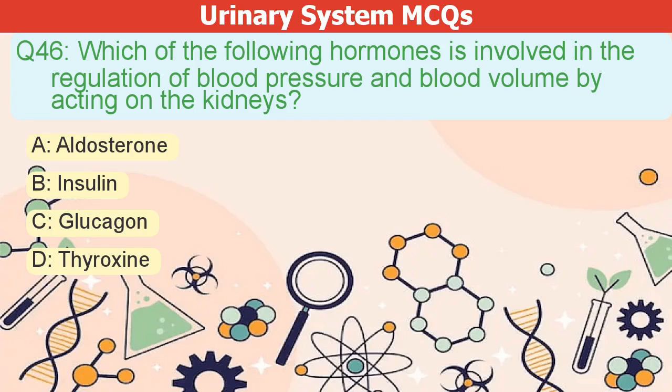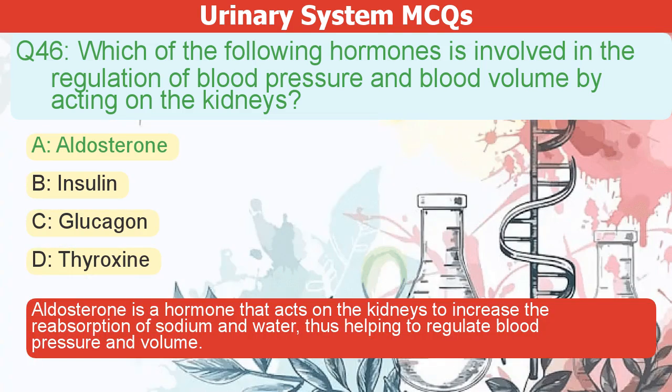Which of the following hormones is involved in the regulation of blood pressure and blood volume by acting on the kidneys? A. Aldosterone. B. Insulin. C. Glucagon. D. Thyroxine. The correct answer is A. Aldosterone is a hormone that acts on the kidneys to increase the reabsorption of sodium and water, thus helping to regulate blood pressure and volume.